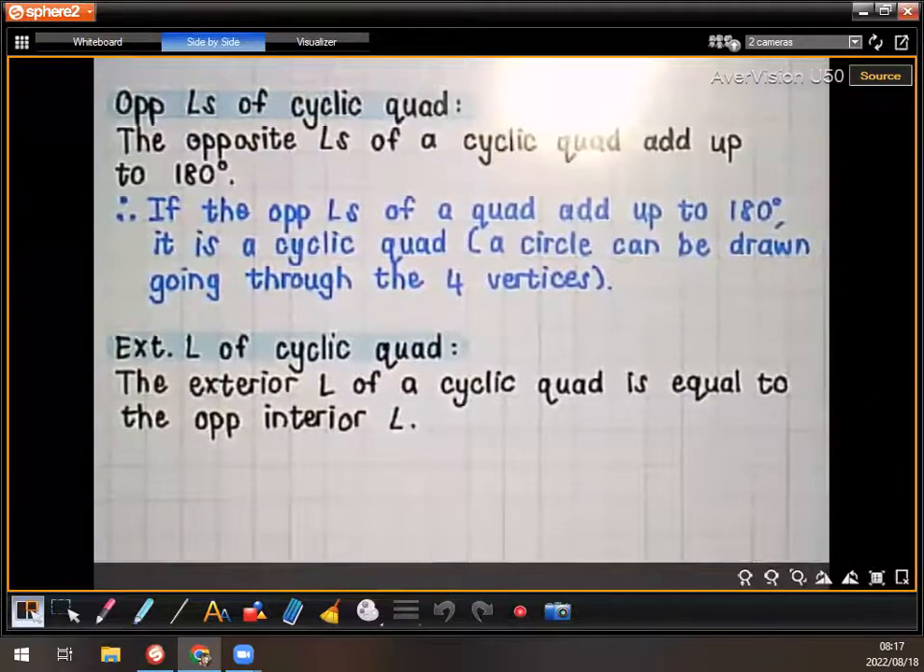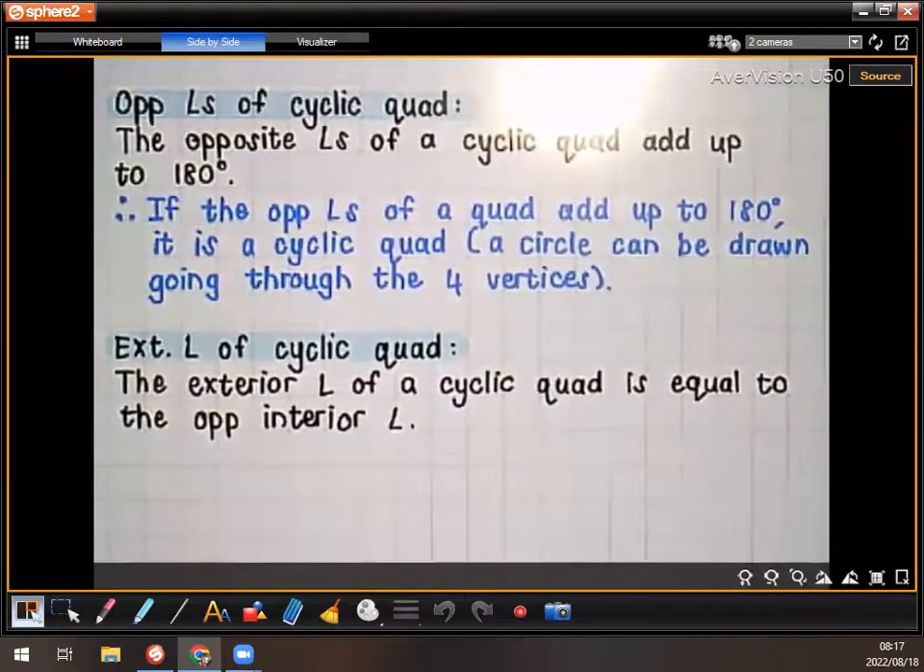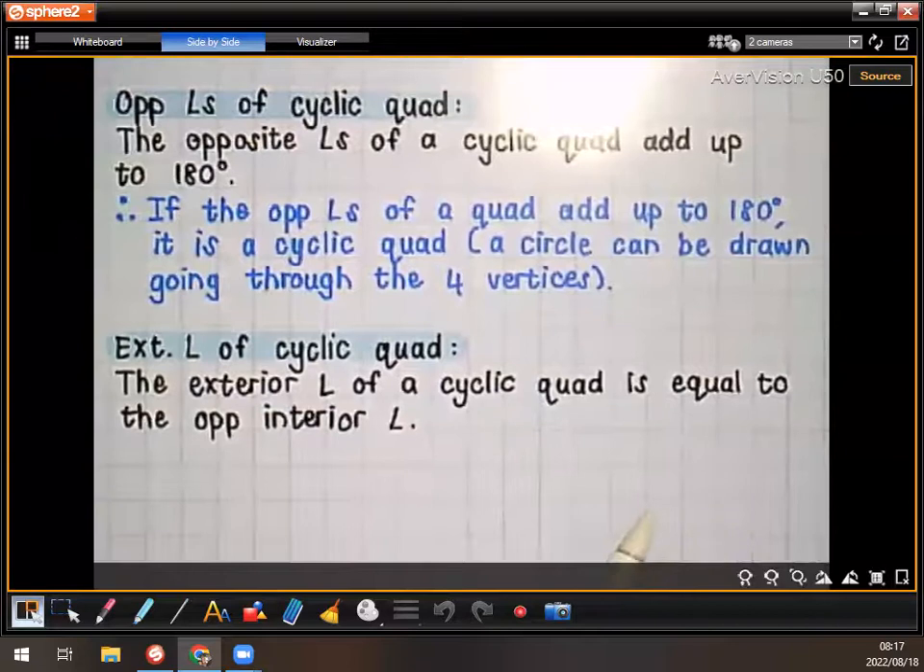Okay, so that means that if you have a cyclic quad, right, all four points are on the circumference of a circle, then the exterior angle will be equal to the opposite interior angle. I'll show you now on the picture how that works. And then the opposite will also be true, right? So if you have any quad, it doesn't have to be drawn on a circle, and the exterior angle is equal to the opposite interior angle, then it is a cyclic quad.